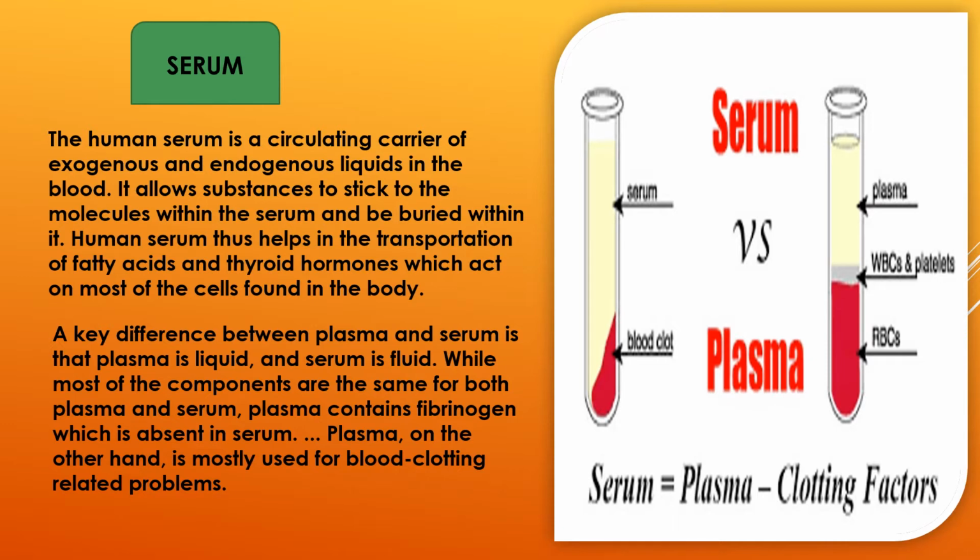A key difference between plasma and serum is that plasma is liquid and serum is fluid. While most of the components are the same for both plasma and serum, plasma contains fibrinogen, which is absent in serum.